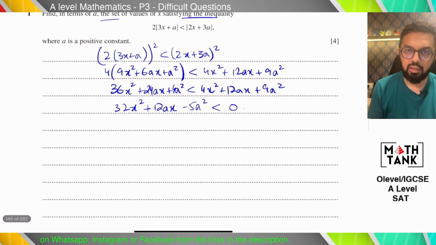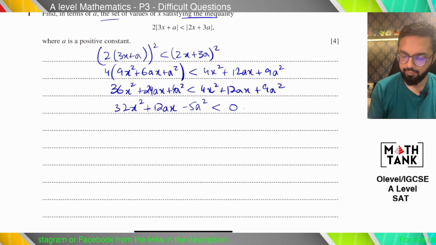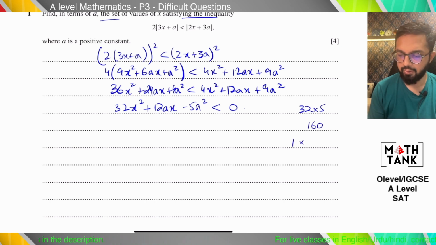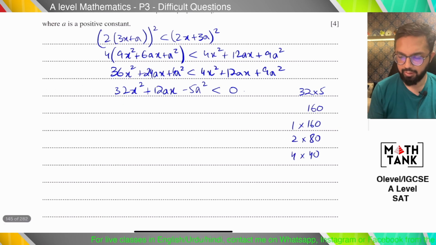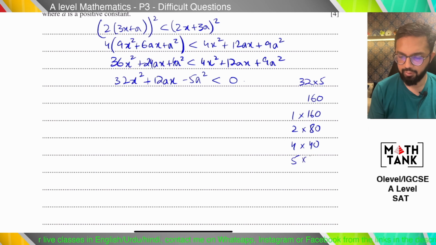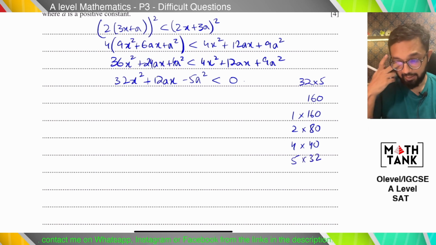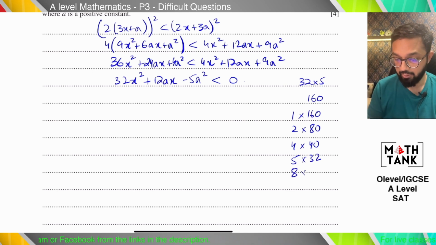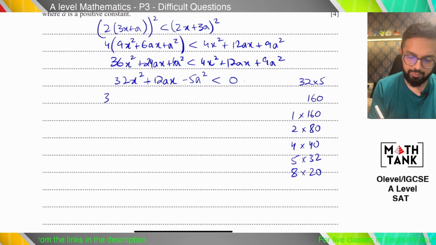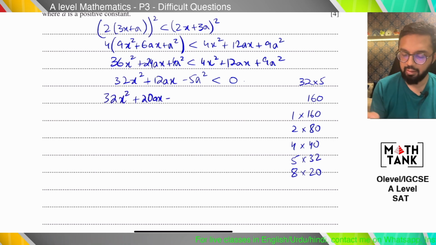Okay, so I need factors for 32 into 5. 32 into 5 is 160. So 1 into 160, 2 into 80, 3 won't divide, 4 into 40. No, that doesn't work out either. 5 into 32, that doesn't help me get 12. Does it divide by 6? No, it doesn't divide by 6. Does it divide by 8? Yes, 8 into 20 works. Okay, that also gives me 12. So plus 20x minus 80x.